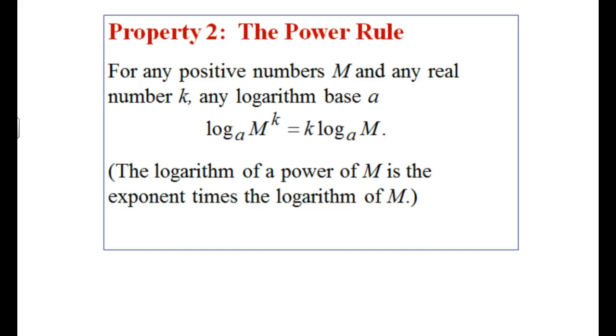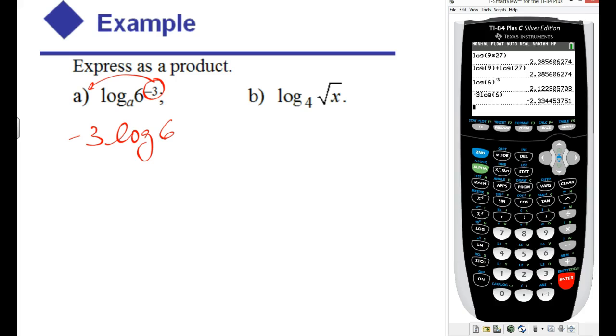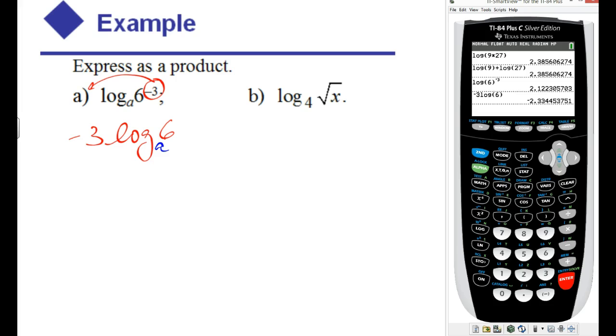So another property is the power rule, which basically takes this exponent and dumps it out front and makes it k times. So for example, this negative 3 can be multiplied out front, negative 3 log 6. Again, I can demonstrate this using base 10, but remember, we're in base A, so I really can't even verify this for you because I can't type in base A, but you can see that the property works in base 10, and I could change the base to base 3, base 4, base 25, and this property will hold true.